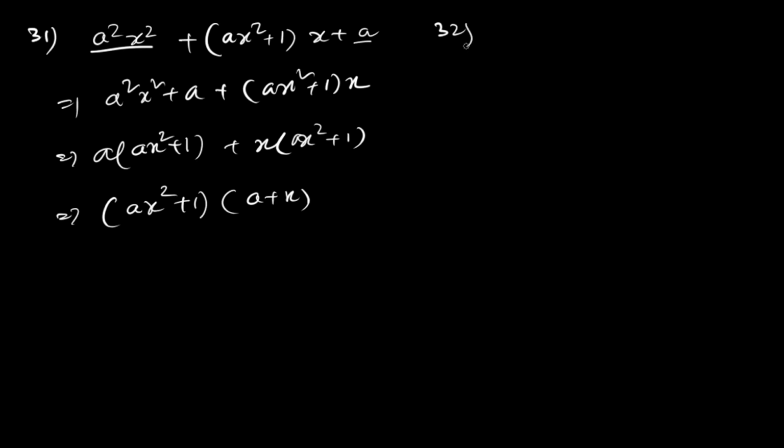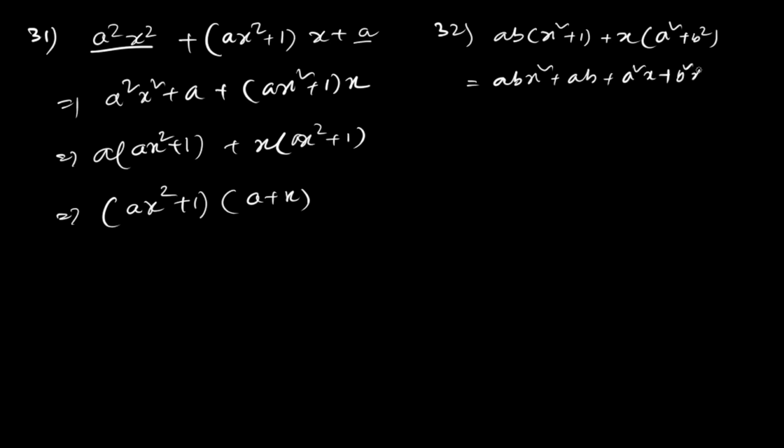The 32nd one says ab into x square plus 1, ab times x square plus 1 plus x times a square plus b square. So abx square plus ab plus a square x plus b square x. From the first two terms, what are the terms we should keep together? Now that question should arise.